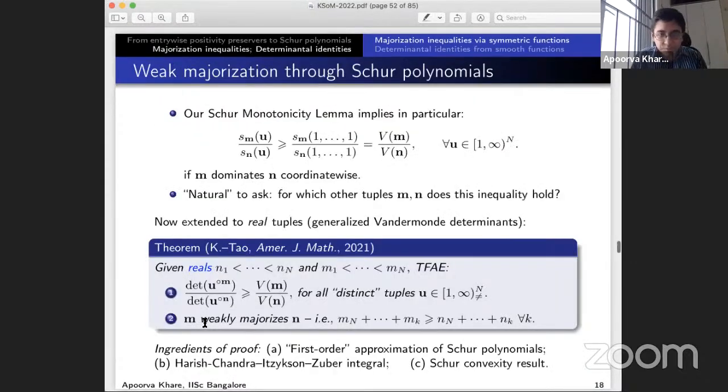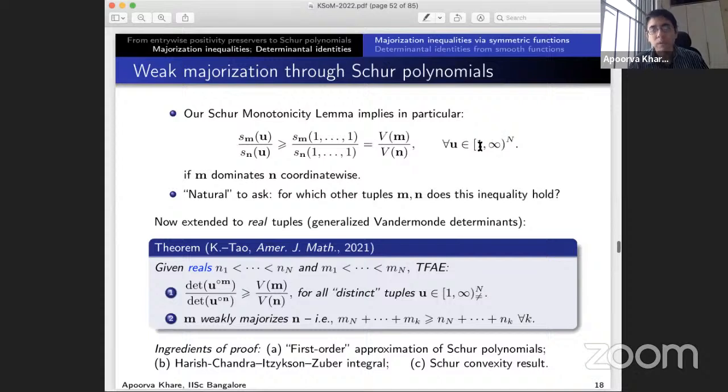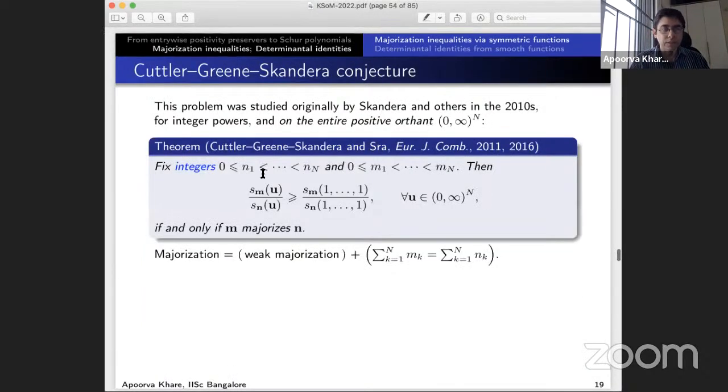Even in this setting of majorization for Schur polynomials, this was studied about 10 years ago by Cuttler, Greene, and Skandera, whose results underlay the Lam-Postnikov-Pylyavskyy theorem I mentioned. They studied what happens not only when the values are bigger than 1, but when the values are bigger than 0 on the entire positive orthant, like we were doing in our monotonicity lemma. And here is their theorem. They studied it for integers, fixed Schur polynomials again. When is the ratio of two Schur polynomials on the entire positive orthant bigger than or equal to the value at 1, 1, 1, 1, 1?